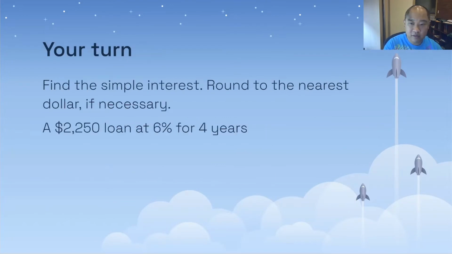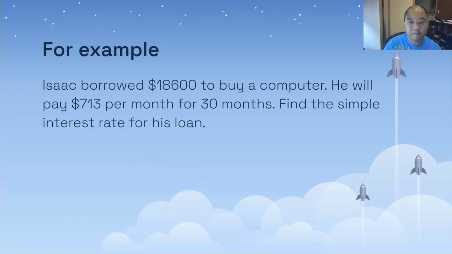Okay. Your turn. Find the simple interest, round to the nearest dollar. So this one is 2250 times 0.06 times 4, which is $540. So that is your simple interest. All right.